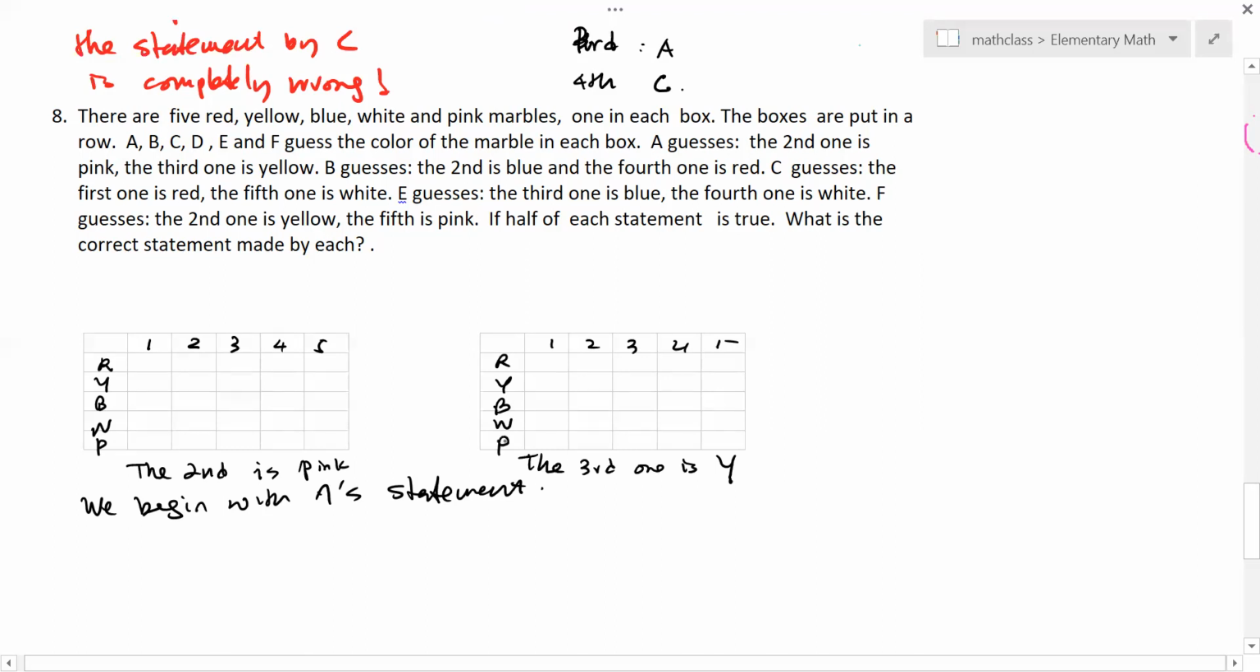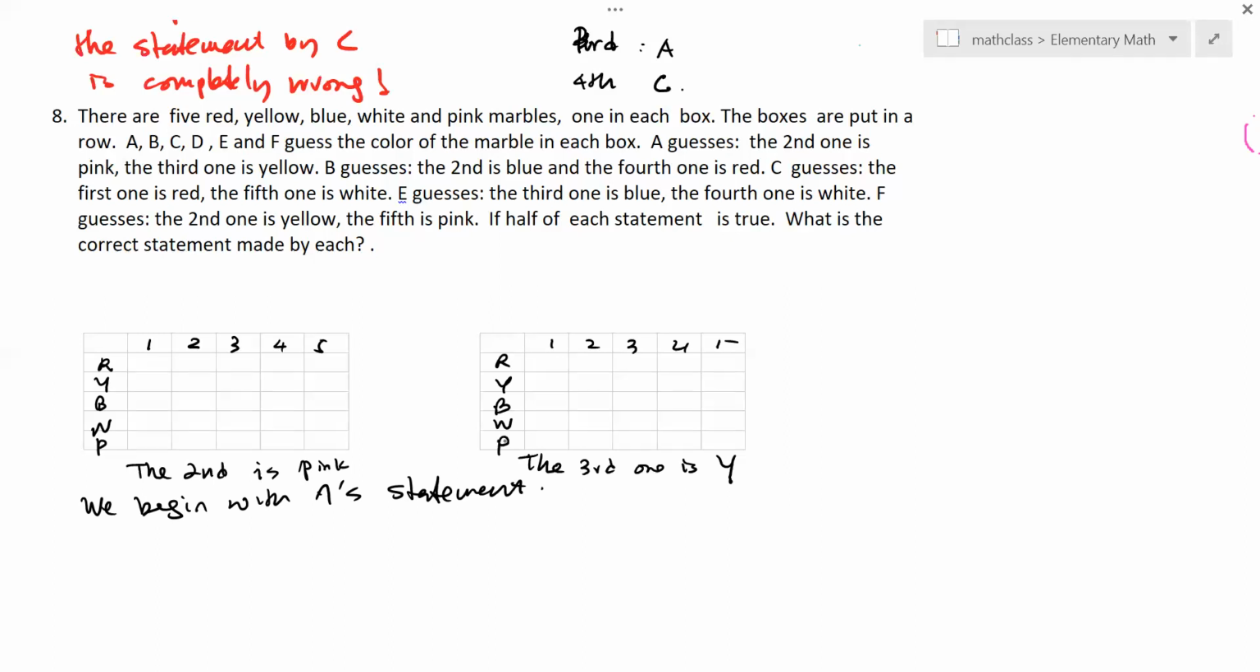Okay. And under each assumption, you can eventually complete the table. And if at the end of the table you get a contradiction, then that's impossible. You have to mark it impossible. Then that works. Okay. Well, we don't know yet, right? So let's figure this out one by one. You probably end up with the contradiction. Okay. So we assume that the second one is pink is the correct statement.